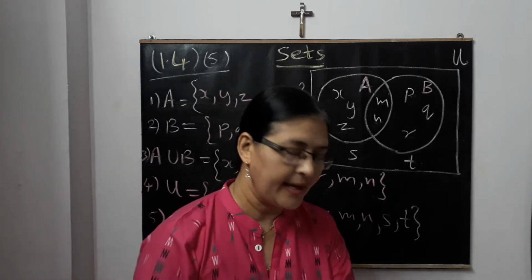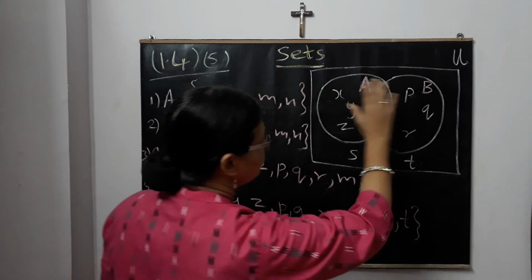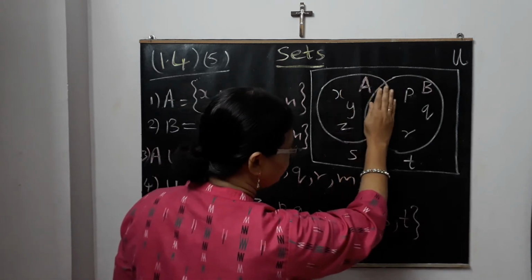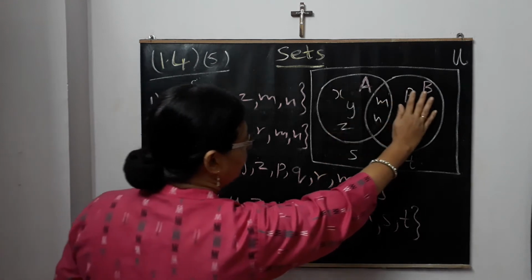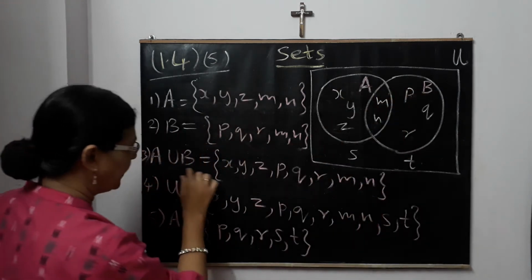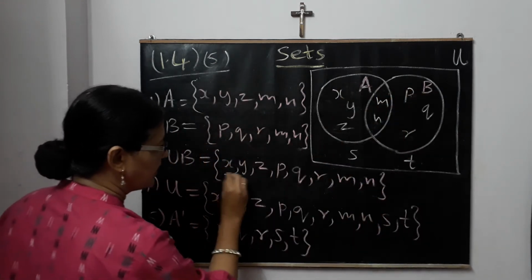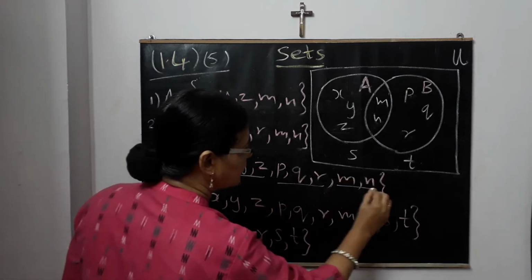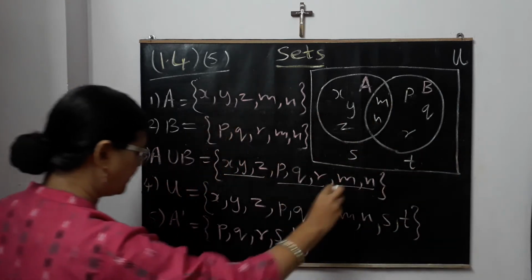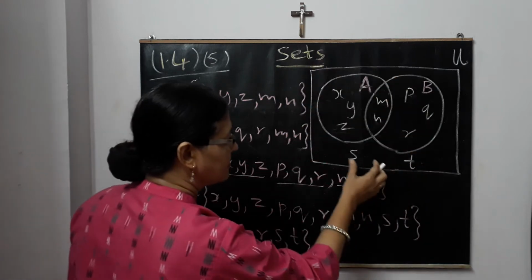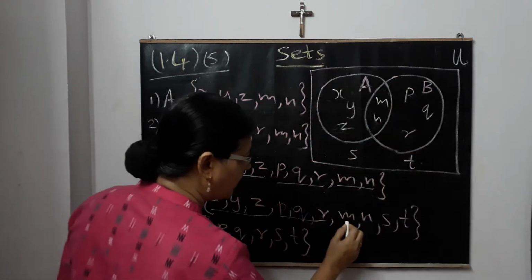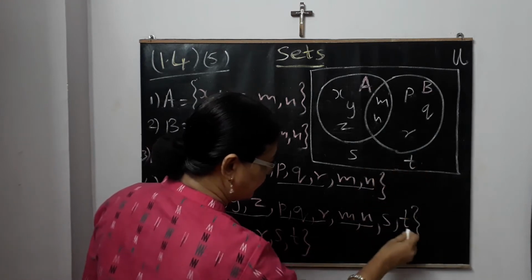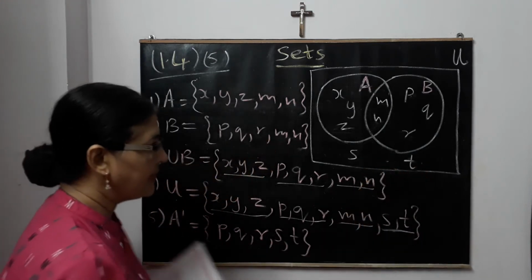Third question is A union B. A union B means all the elements of A, the intersection, and of B. So which are the elements coming? x, y, z, p, q, r and m, n also. So A union B will be: this is the A part, then this is the B part, and this is the intersection. That is the union. And what is the universal set? The extra two elements will also be added. That is x, y, z is one part, p, q, r, m, n, and s and t, which is in the rectangular box.